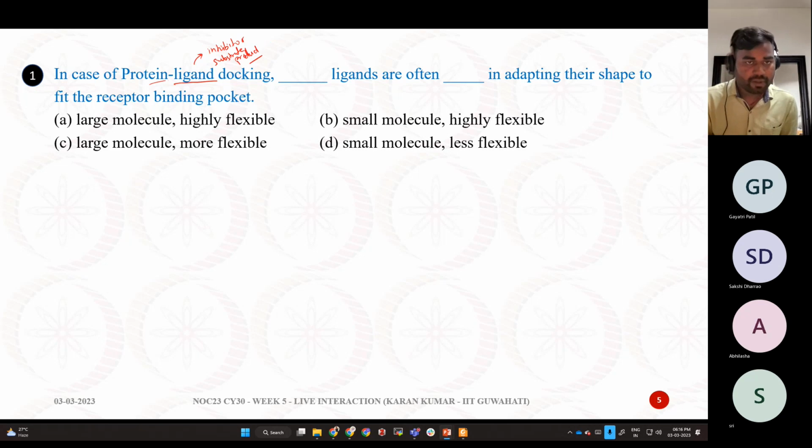You will find this terminology used generally when you are studying protein-protein interaction, protein-ligand interaction, or protein-small molecule interaction. You will find this terminology everywhere. That is why, instead of writing enzyme substrate, I have written protein ligand docking.